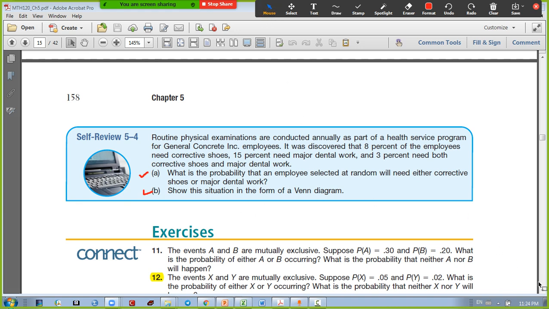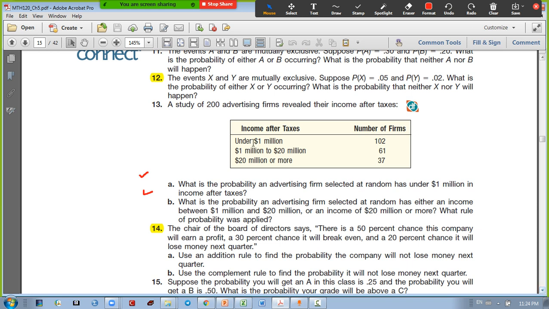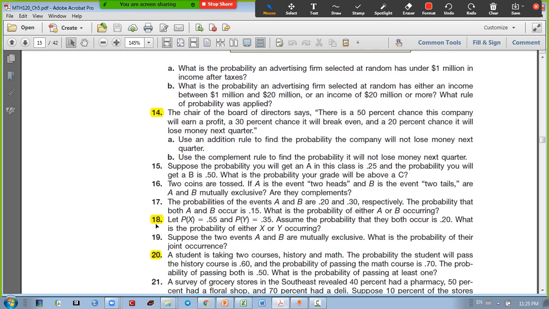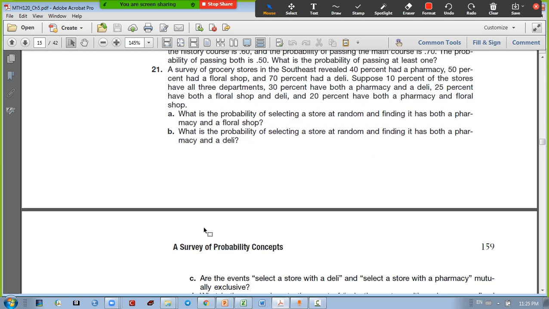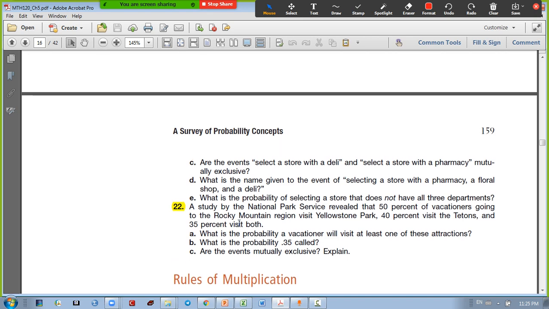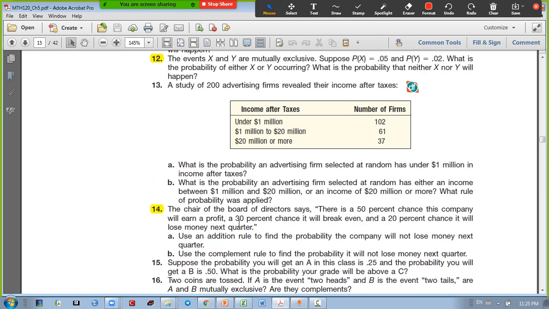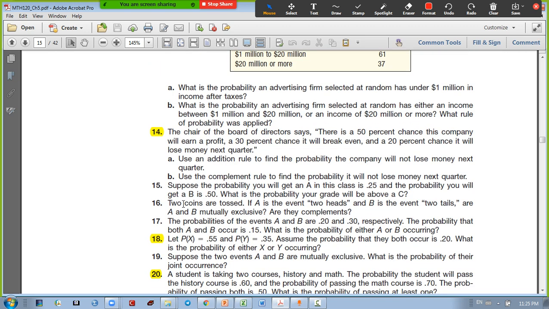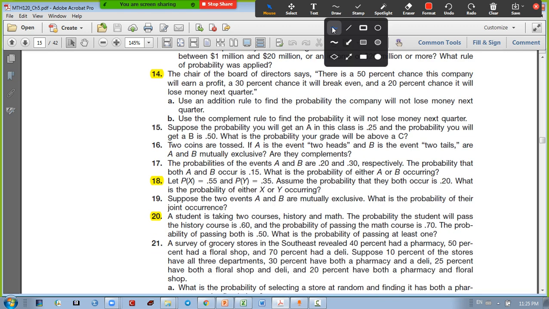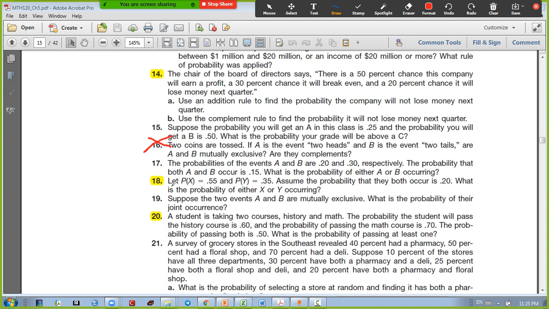Okay, continue to our homework. You need to do number 12, number 14, number 18, number 20, number 22. So, continuing from the previous movie's homework, this movie's homework will be number 12, number 14, number 16, number 18, number 20, and number 22.